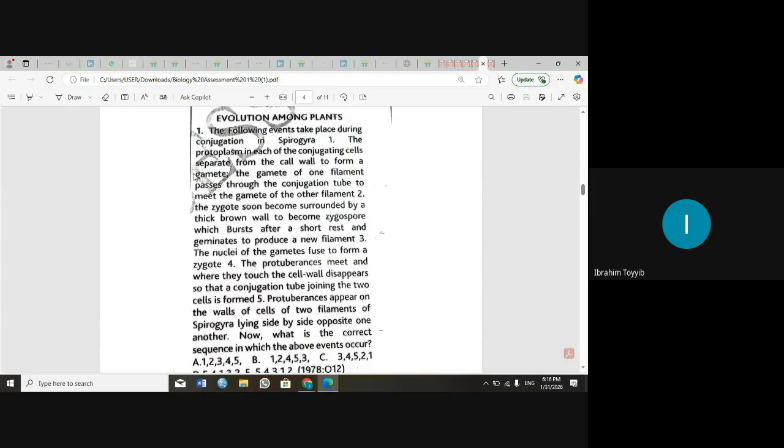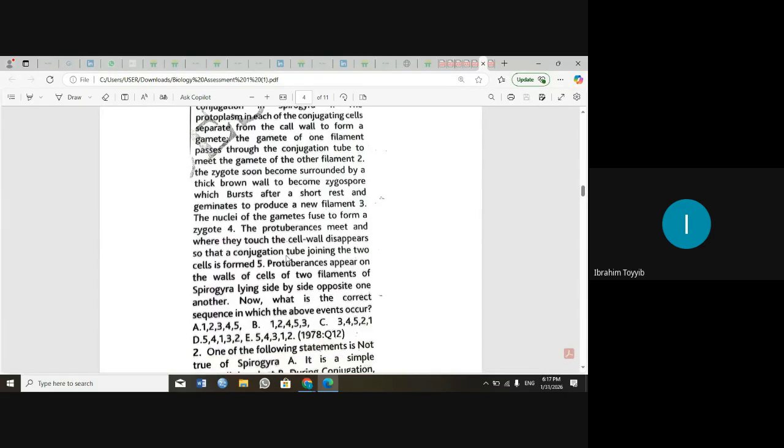The protoplasm in each of the conjugating cells separates from the cell wall to form gametes. The gamete of one filament passes through the conjugation tube to meet the gamete of the other filament. Zygote is what is formed after fertilization. Fertilization is the fusion, the coming together of the male gamete and female gamete to form the zygote.